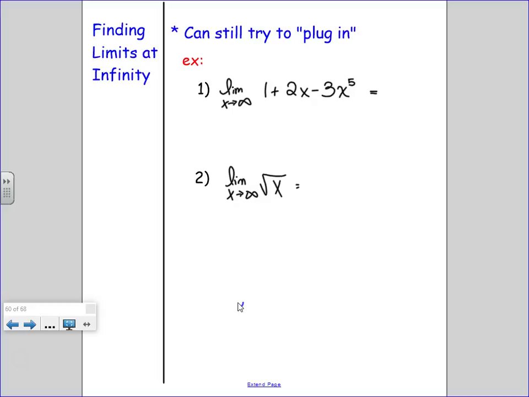I want you guys to think through, what if you were to plug in infinity? What do you think the answers would be in these two?